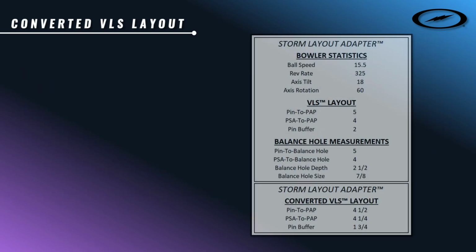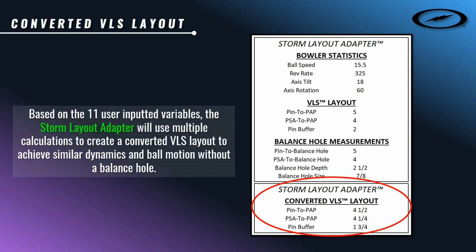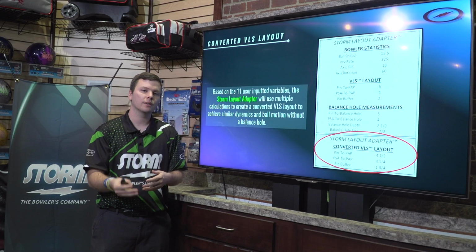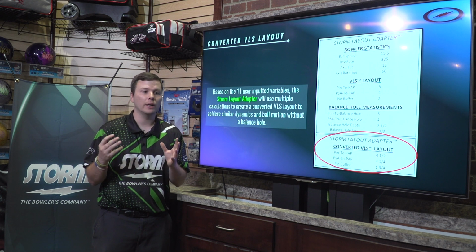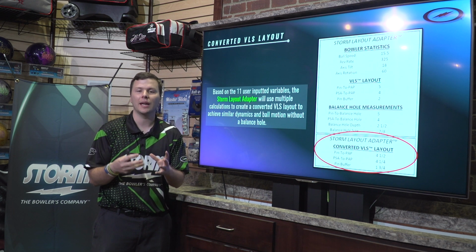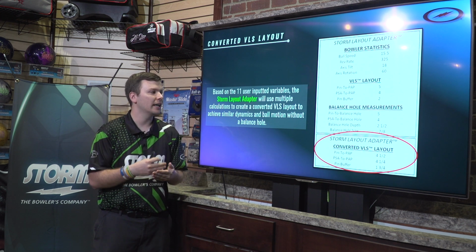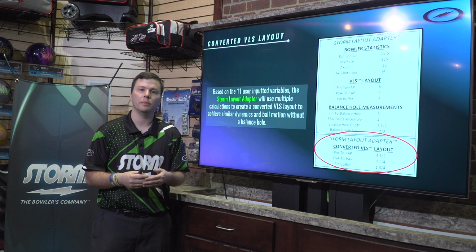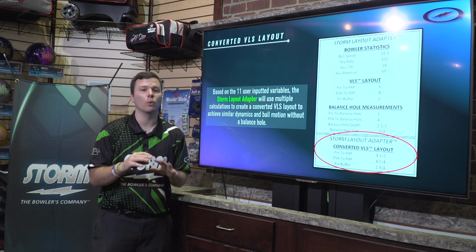So once you've inputted all 11 of those user inputted variables, the Storm Layout Adapter is going to give you a converted VLS layout to achieve similar dynamics and similar ball motion to a ball without a balance hole. Now that's the key here. We're not stating that it's creating the exact same ball motion. It's impossible with the orientation of the core and the allowing of using the extra hole to create the same ball motion with that. You could create so much with balance holes that you just can't do without them. The point of this program, the design intent, is to get you much closer than you would be if you simply plug that hole or if you simply drilled a new bowling ball with the same layout with no conversion.